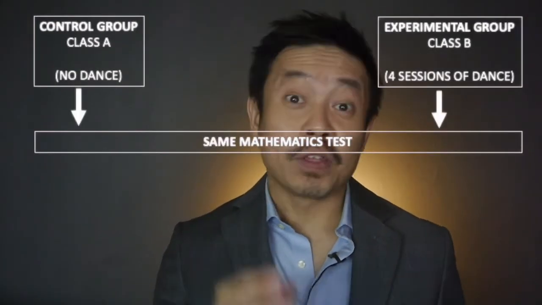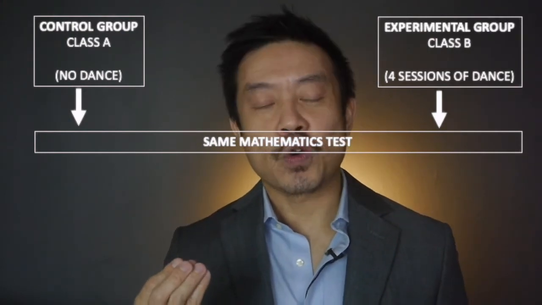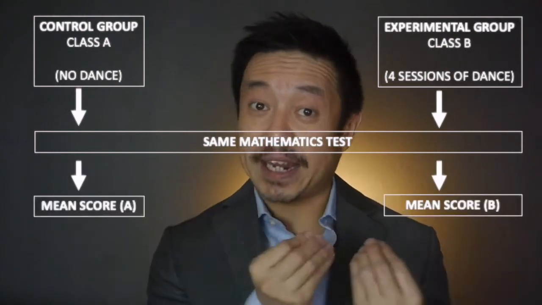There are 2 ways of going about it. Firstly, we can have a control group and an experimental group. Let's call Class A the control group, and students from Class B will be the experimental group. So Class A are not exposed to dance, whereas students from Class B are given training in dance. And at the end of, say, 4 dance classes, both Class A and Class B take the same maths test. The scores from both classes are compared.